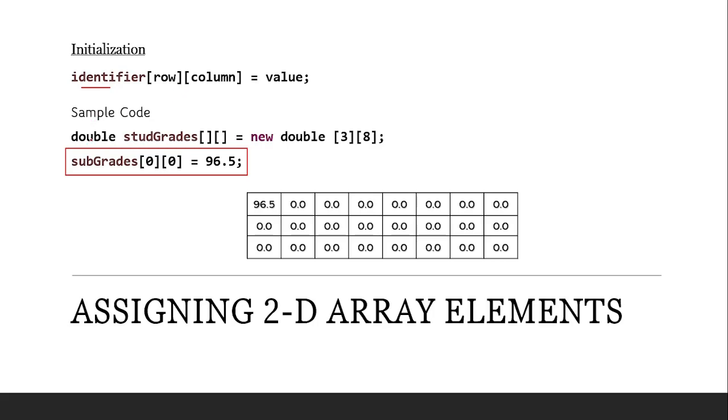For example, meron ako ditong declaration without value. Double, student grades, bracket, bracket, equal, new double.